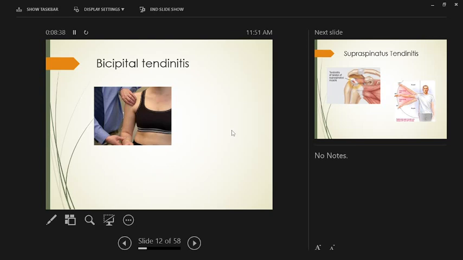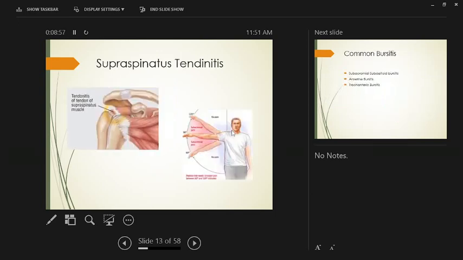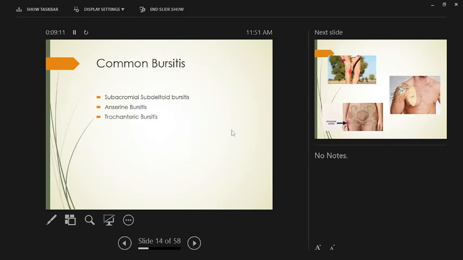In bicipital tendinitis, there is tenderness over the anterior aspect of the shoulder joint, and this picture shows trying to elicit pain by resisted supination while the elbow joint is flexed. There are certain maneuvers that we can perform to determine whether the pain is coming from certain periarticular structures. Supraspinatus tendinitis shows the classic painful arc. I'm not going to go into the details on this. I believe we already had a lecture on shoulder joint pain and evaluation.